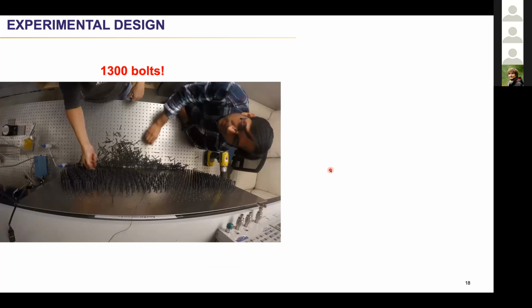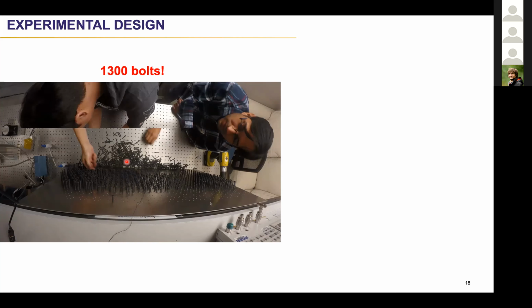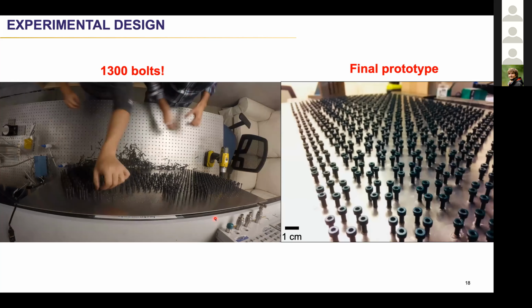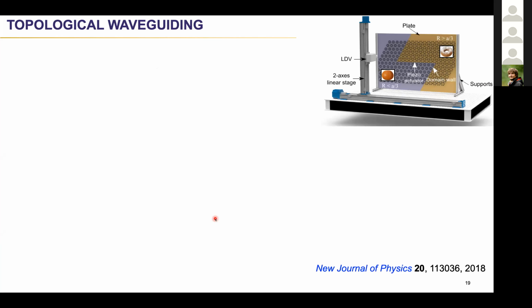Okay, so for the experimental design, we took a thin aluminum plate with only 1300 bolts. So this took a few days to basically assemble all these bolts. And then this was the final prototype. And this is how we measure the plate vibration. So the plate is stacked vertically with these 2 distinct regions with different topologies. And here is the interface.